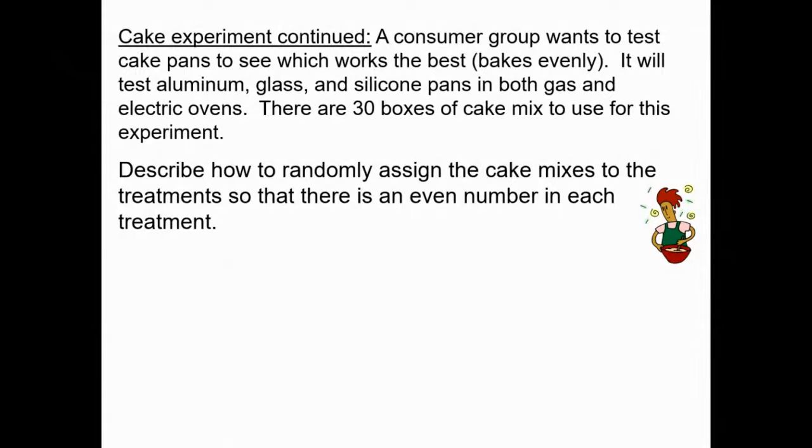Mr. Schultz, can you explain what we're doing? I wasn't quite here for all of it. Okay, so we have a cake experiment that we're trying to figure out. We've got 30 boxes of cake mix, right? And there are 6 different combinations of pan and oven. How can we randomly assign those 30 boxes to where each of those combinations has 5 cake mixes?